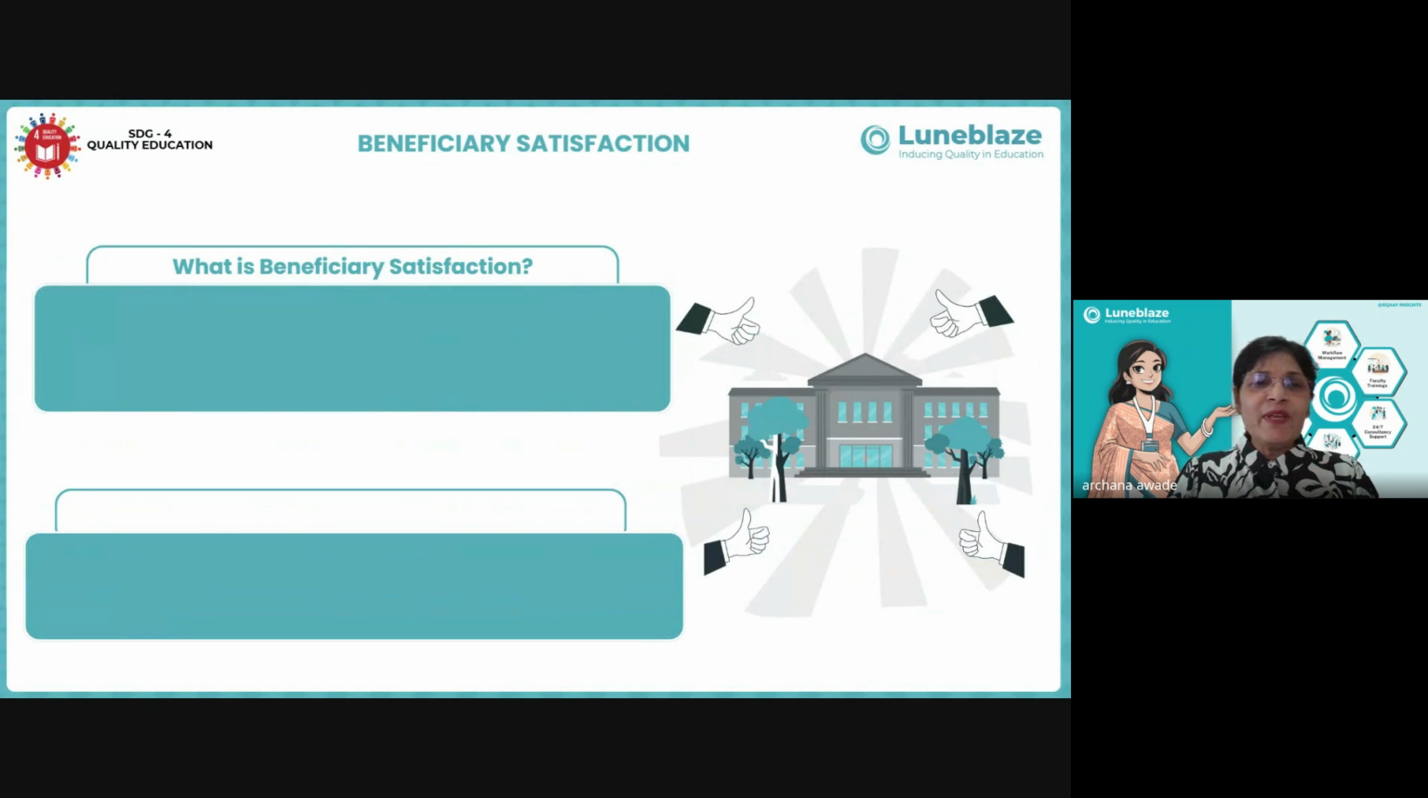So before we dive into beneficiary satisfaction, let me hear from you. Who are our stakeholders? Can you give your insights, type your insight in the chat box? Who are the stakeholders of our schools? And then we come to the next question, that is, what is beneficiary satisfaction? Can I have some inputs from your side? Who are the stakeholders of our schools?